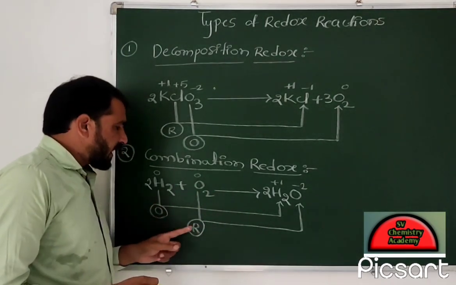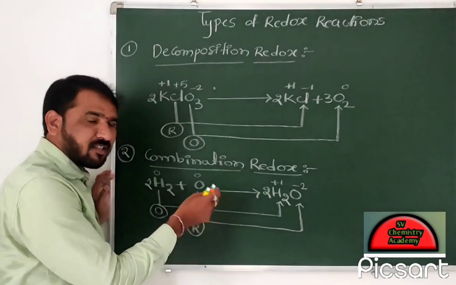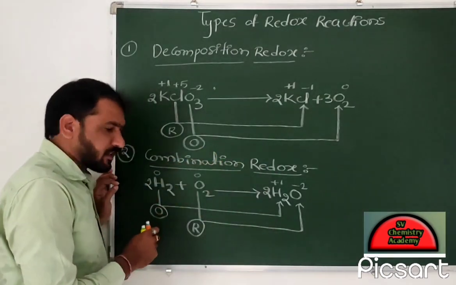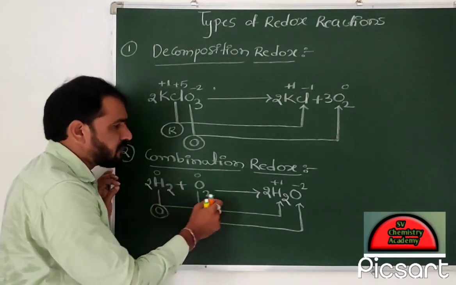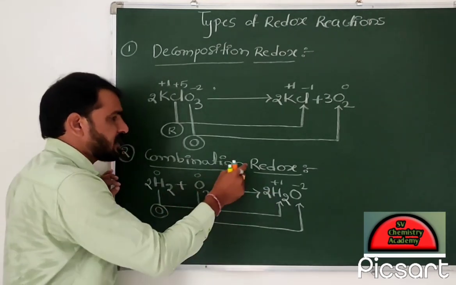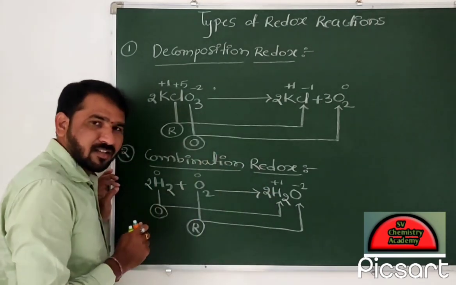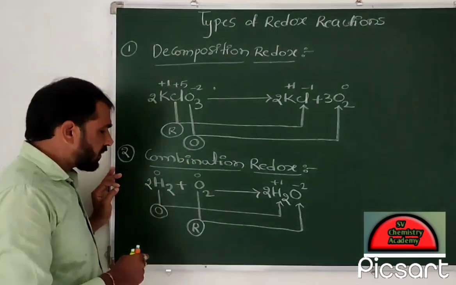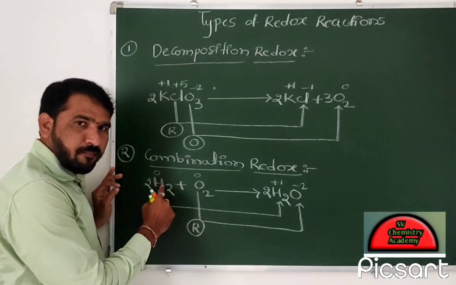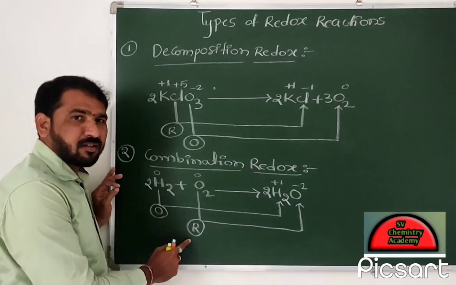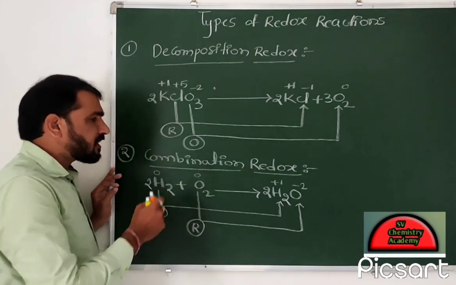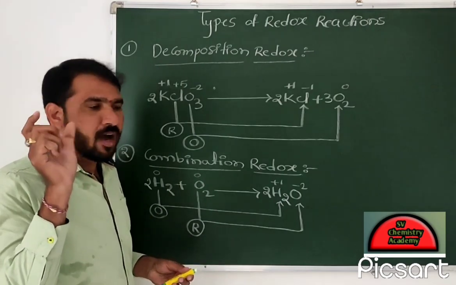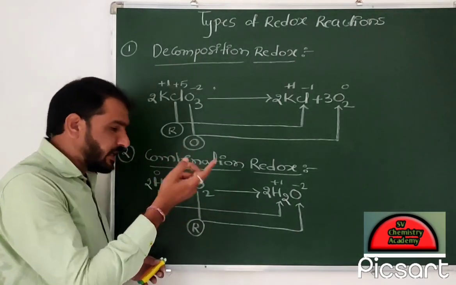These two reactions go on simultaneously in a reaction. That's why it is called a combination redox reaction: by combination of reactant species, we get the product. And also remember, oxidation and reduction happen between the molecules. That's why the combination redox reaction is also called an intermolecular redox reaction.